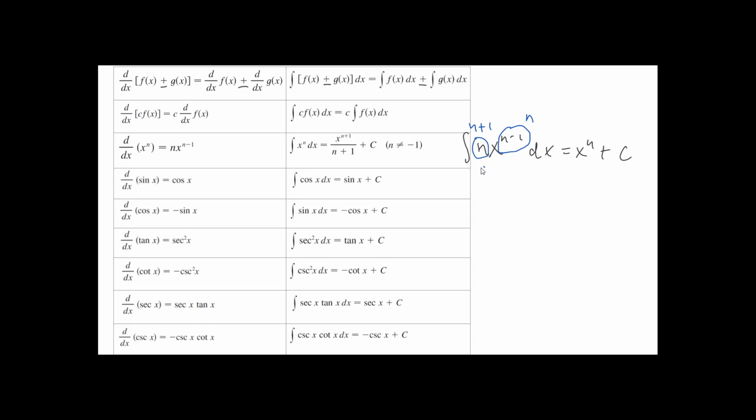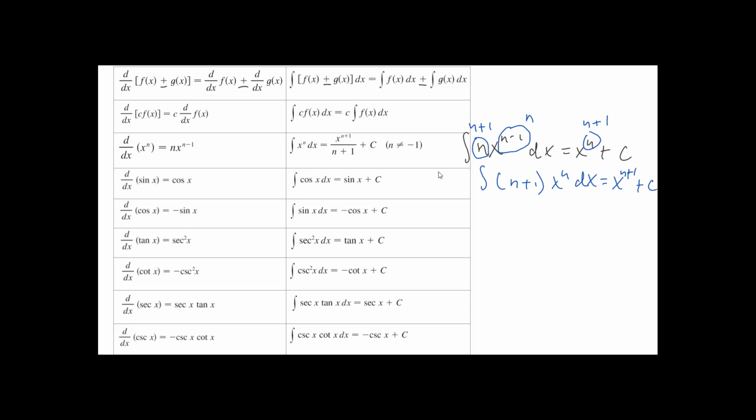Okay, if you want to explain the detail, you're going to have something like this: n plus 1, and then x to the nth power is equal to x to the n plus 1, plus c. Okay, so this is the n plus 1. And then you divide the n plus 1 to the other side, and then get this. Okay, and that's one comment I want to make.